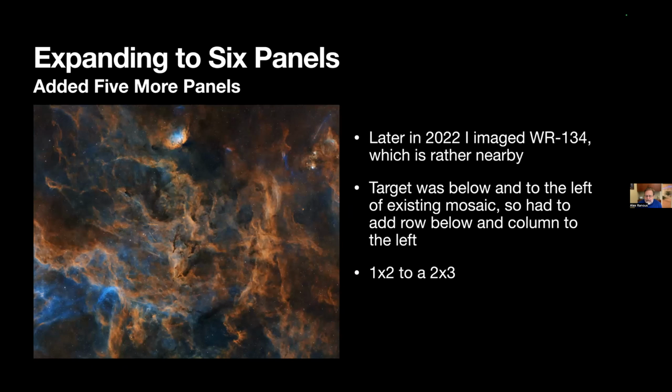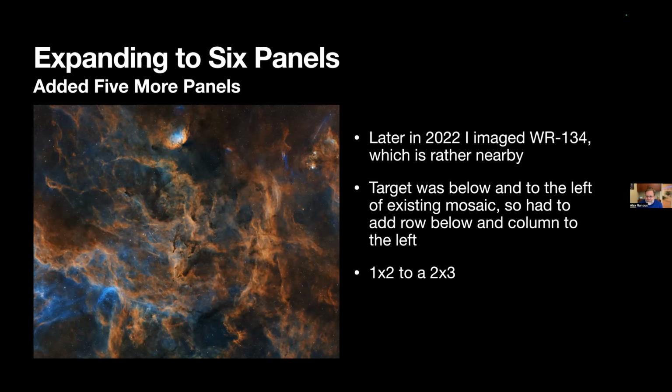Come to this year, looking for stuff to do, I had recently imaged the Wolf-Rayet at 134, which is kind of in the lower left quadrant of this photo, and I said, oh, that's not far from this mosaic I already have. But in order to get to there, I needed to add a row below and a column to the left. So my 2-panel mosaic became a 6-panel mosaic.